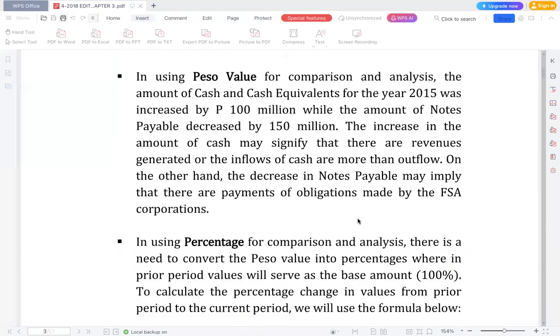The increase in the amount of cash may signify that the revenues generated or inflow of cash are more than the outflow.